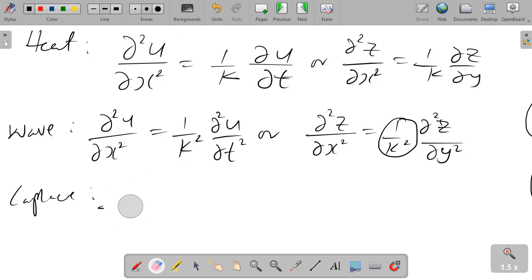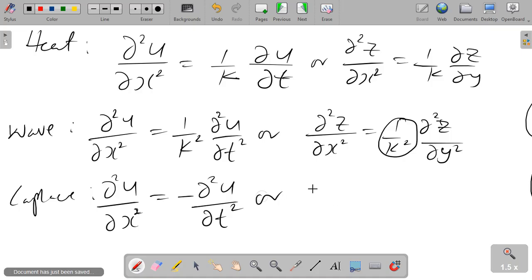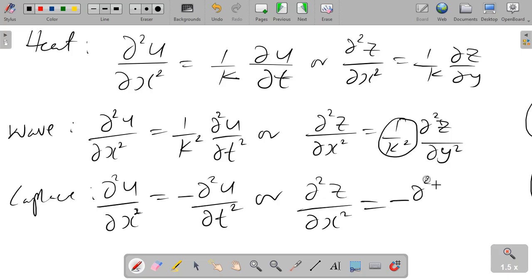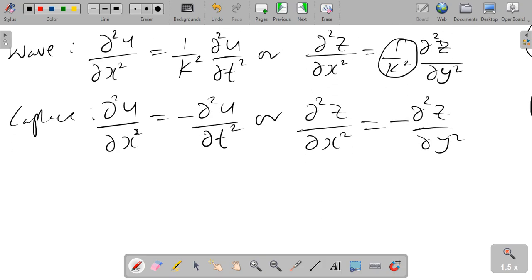So we're going to have what? Partial squared u over partial s squared will now be equal to what? Minus partial squared u over partial t squared. Or you say partial squared z over partial s squared is equal to what? Minus partial squared z over partial y squared. Like I told you, some people would like to bring this to this side. If you bring it to this side, it is the same thing, and you equate to 0, it is the same thing. So that is that. Another thing we'll talk about, let's go to the next page.